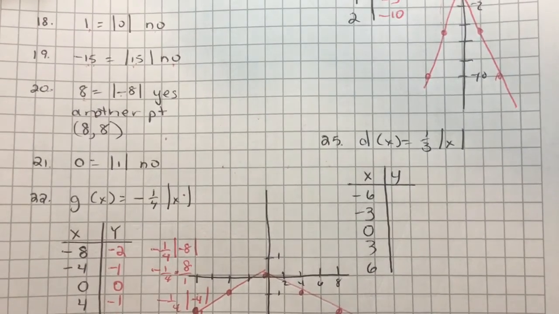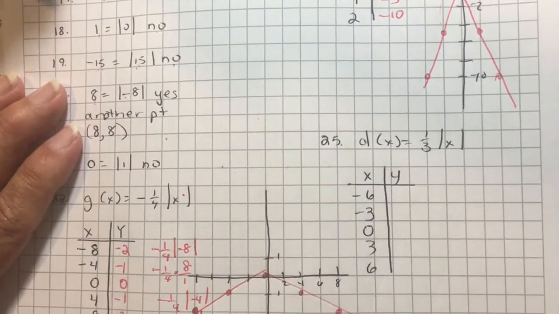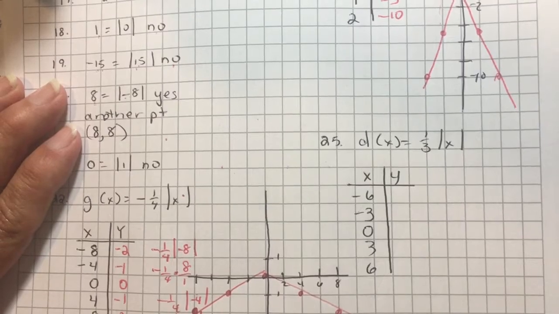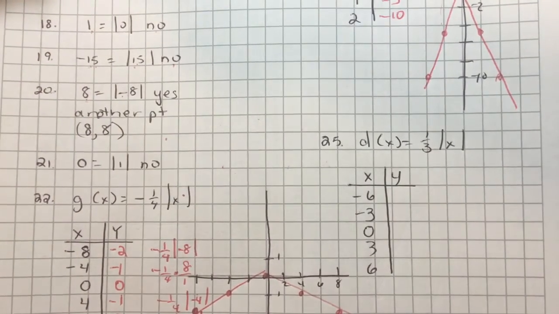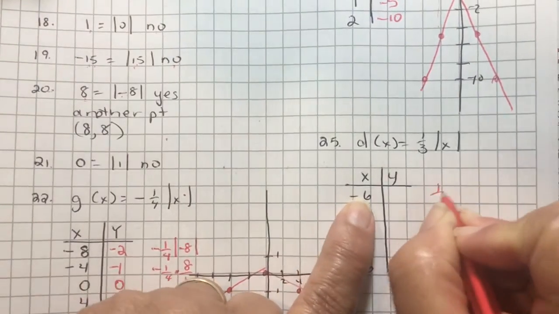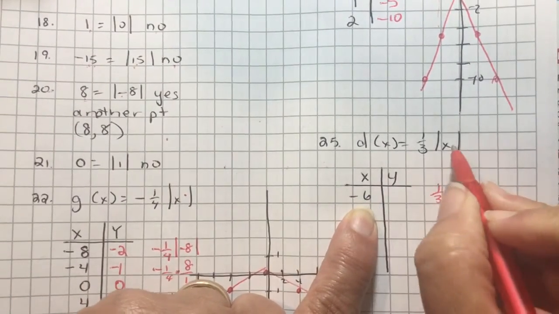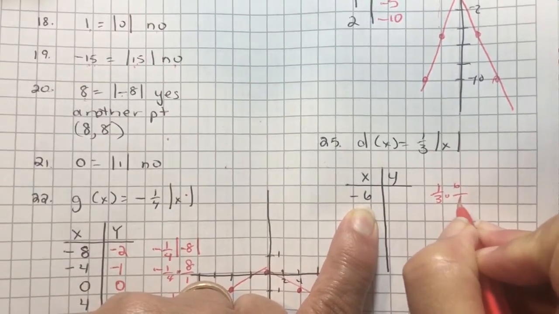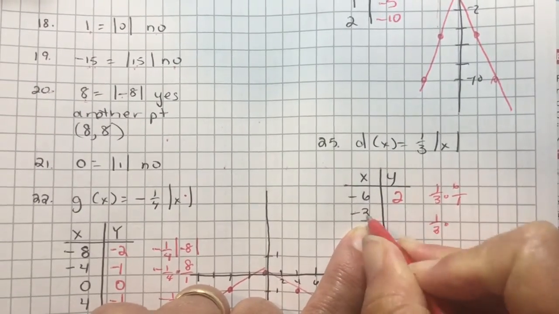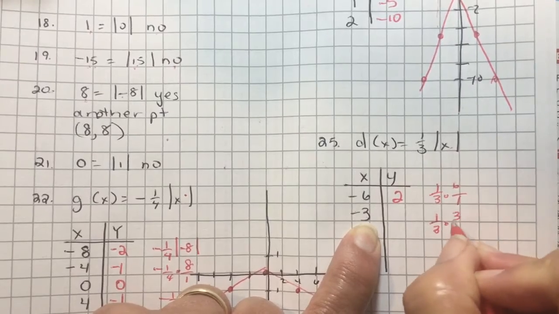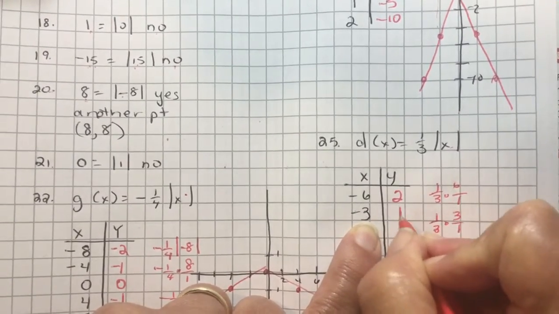25, the last one, you're taking a third, so things that are easy to take a third of are 3, 6, 9, 12, etc. Okay. 1/3 times the absolute value of negative 6 would be a 6. That's going to give you a 2. 1/3 times the absolute value of negative 3 is 3. That's going to give you a 1.